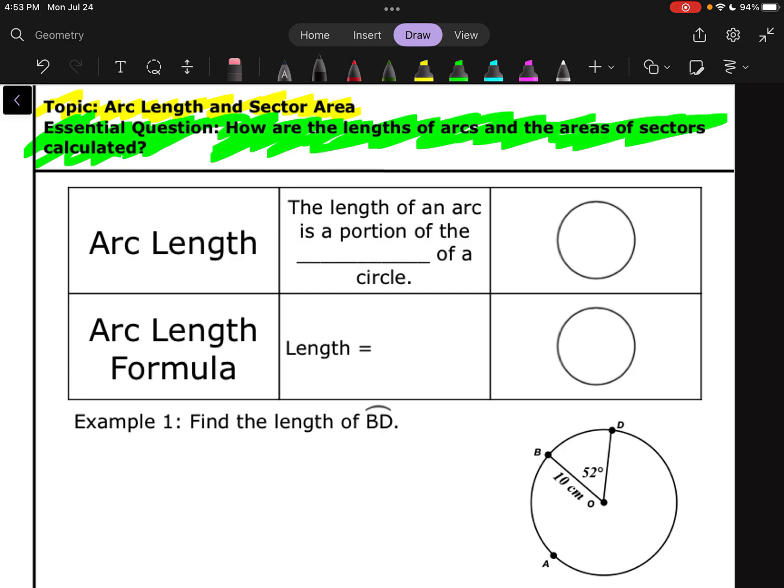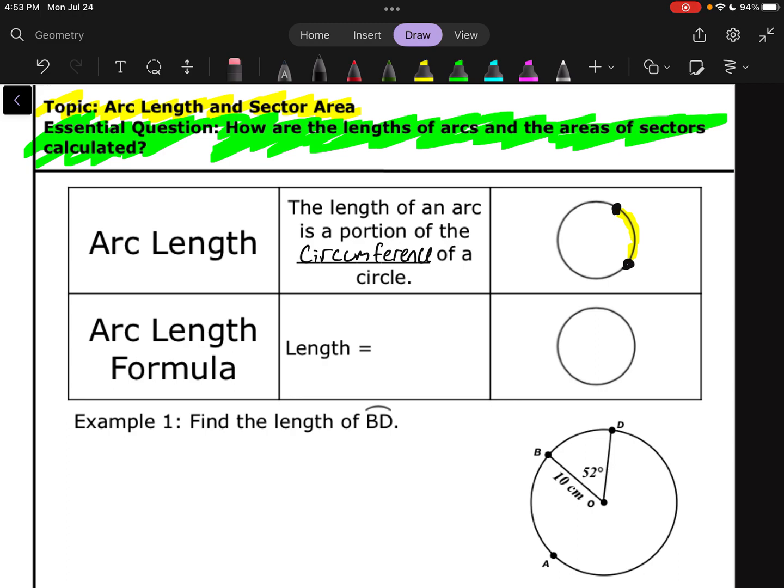The length of an arc is the portion of the circumference of a circle. So it would be literally how long it is to travel from here to here. Right? We are not measuring in degrees. The measure of an arc is in degrees. The length of an arc is in centimeters, inches, feet, something like that.